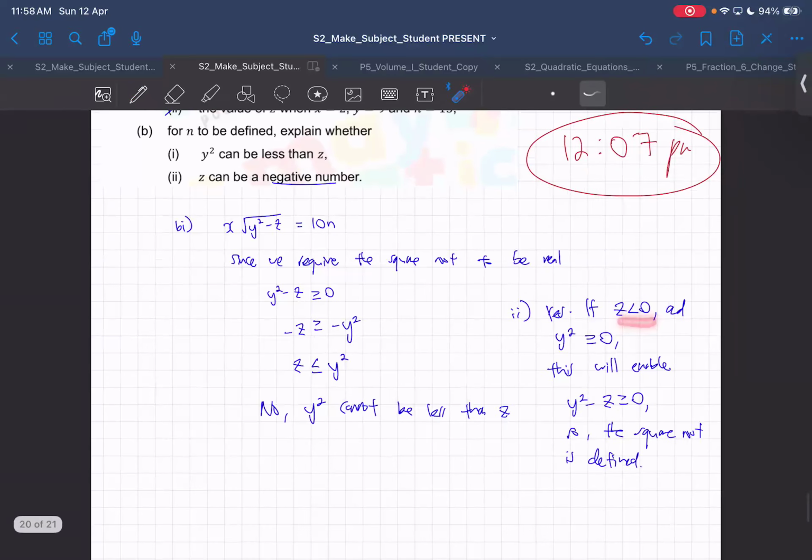That is negative. Y square is positive. So this whole thing will still be positive because just now I explained, minus minus is plus. Yeah. So this can be positive. So it is defined. The square root, square root.